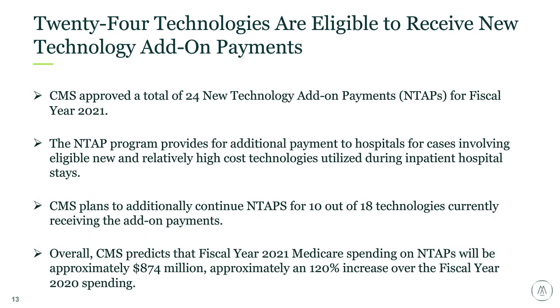But speaking of new technology, CMS has approved a total of 24 new technology add-on payments in fiscal year 2021. So this is really, in my view, an unprecedented move by CMS. We're routinely used to seeing only a handful of new technology approvals in a given year, often only a few. CMS appears to be moving in a new direction, approving more new technology add-on payments than in the past. CMS will be more than doubling its new technology Medicare spending at an anticipated amount of $874 million in fiscal year 2021.